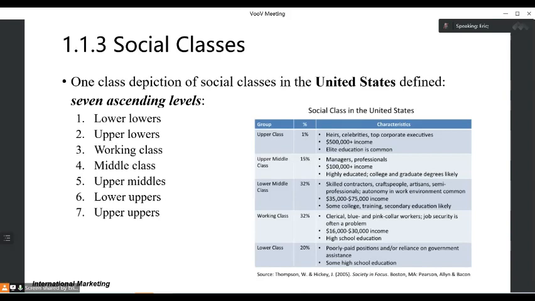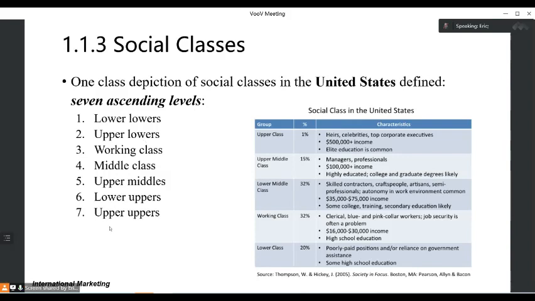Maybe there is not a so distinct appearance about this, but there are different social classes. Some scholars have concluded this in the United States. There are 7 ascending levels.